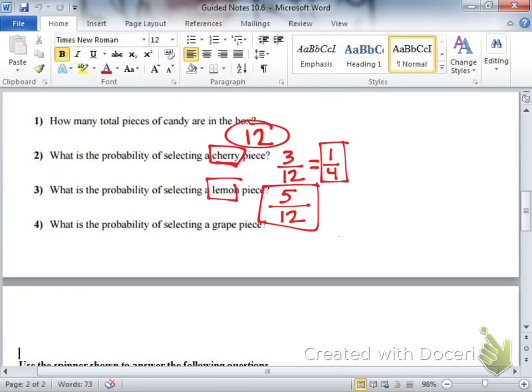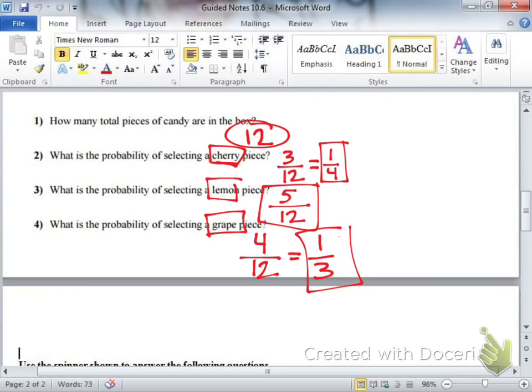And the last one, what's the probability of selecting a grape? So now grape is a success. There are 4 grapes. There are still 12 total. What's 4 over 12 reduced to? 1 over 3. Good. I'm going to ask you a few follow-up questions.